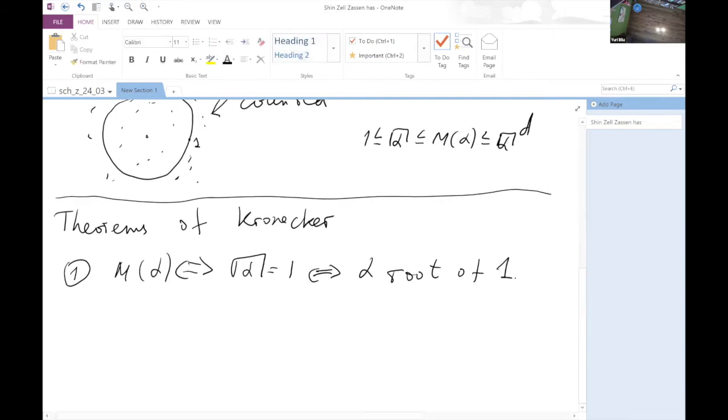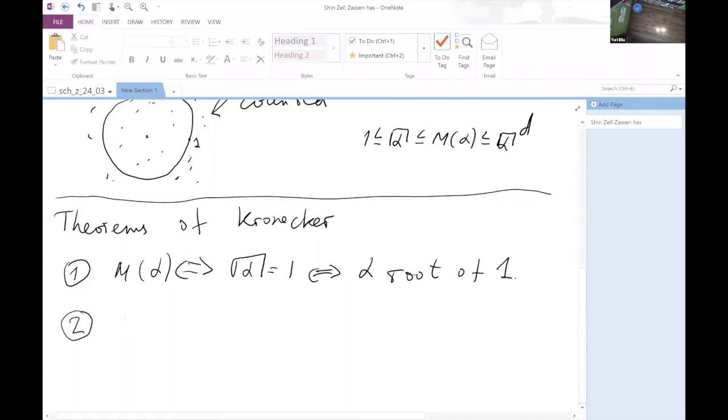And second, if it is not 1, then there is a very important observation, probably again of Kronecker: if it is not 1, then it cannot be too close to 1. So it is separated from 1 by some quantity which depends only on the degree.